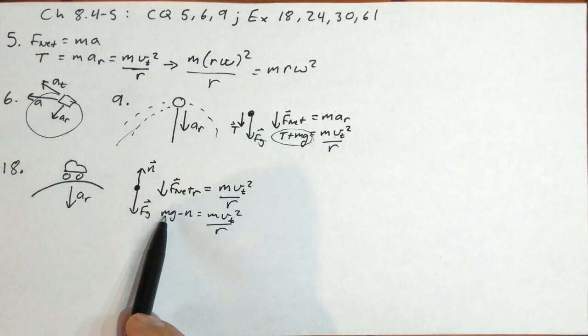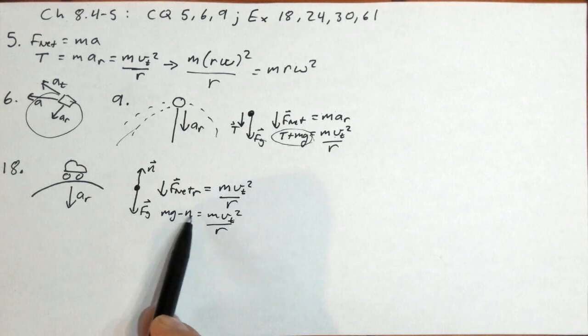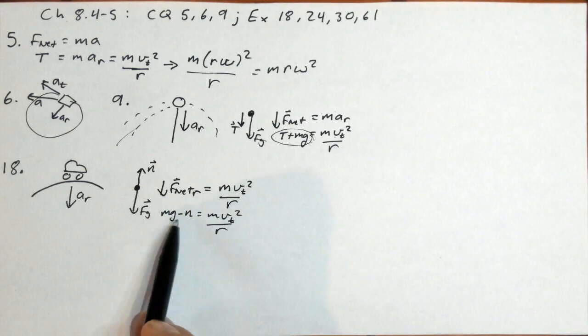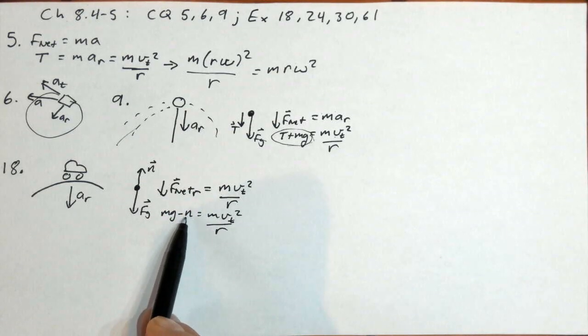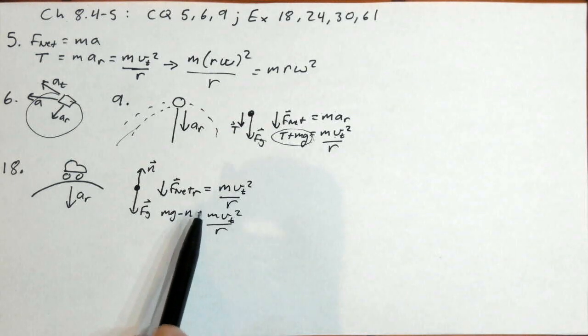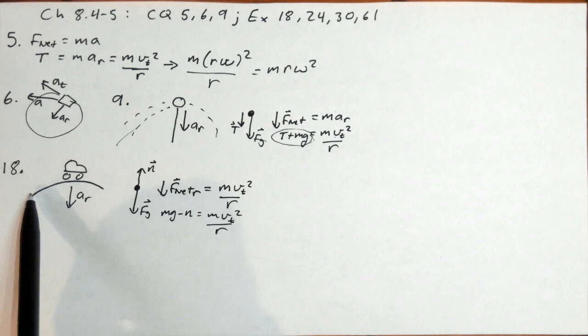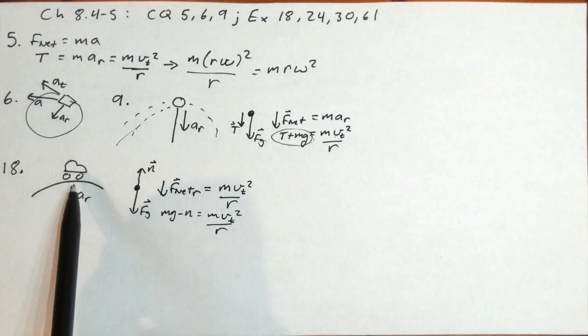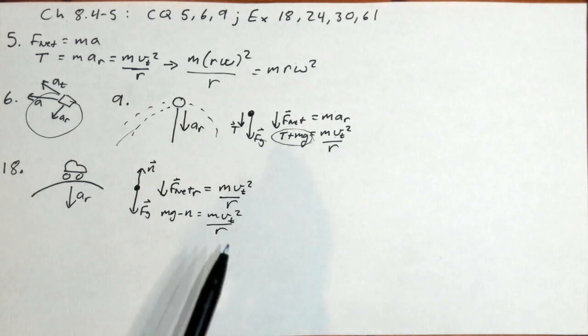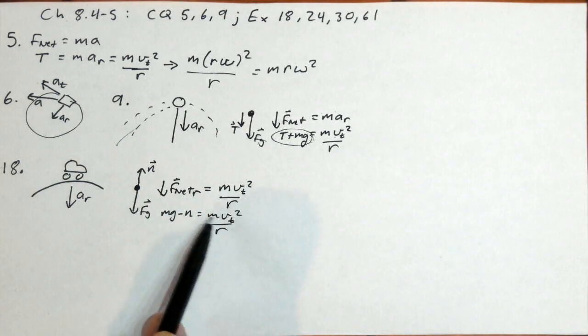Okay, mg can't change, which means if this side is getting bigger, this side has to get bigger, which the only way that can happen is if the normal force gets smaller and smaller and smaller. That makes sense, because if I go too fast, I'm going to jump this hill. That means I'm not going to be in contact and my normal force will go to 0. And that is that critical condition.